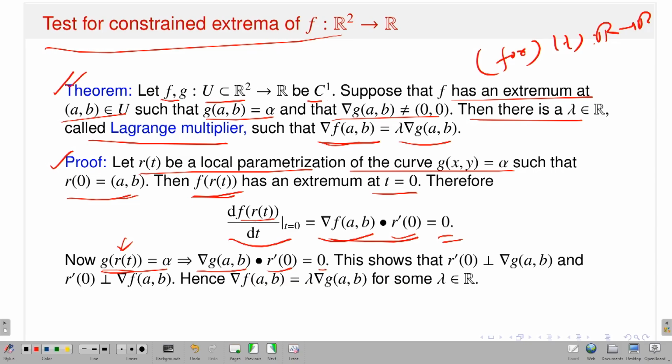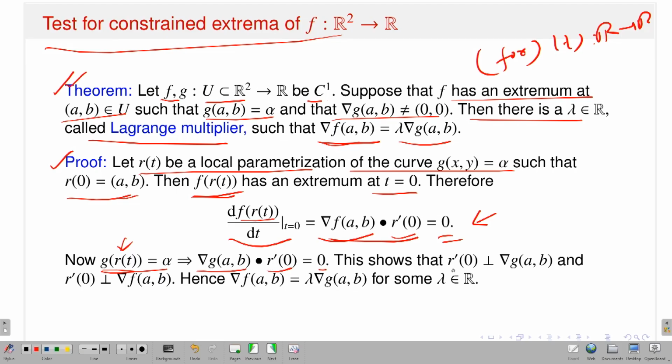So I have two things happening. One is that if I assume f has an extremum at the point (a,b), then by taking local parameterizations r of the curve g(x,y) equal to alpha, I conclude that gradient of f at (a,b) dot r prime at 0 is 0. And because r is a local parameterization of the curve g(x,y) equal to alpha, I will have gradient of g at (a,b) dot r prime at 0 is 0. Now what will this imply?